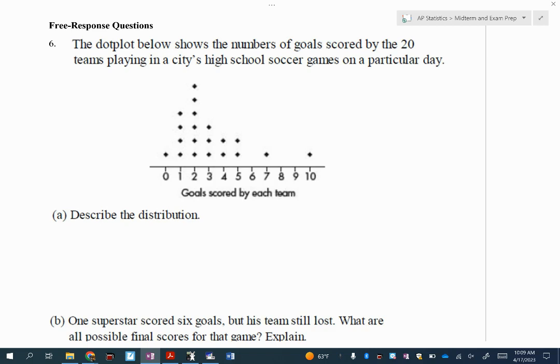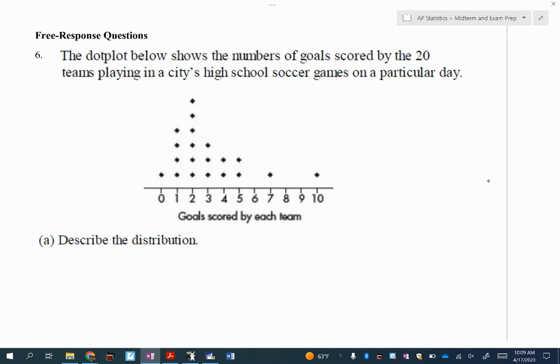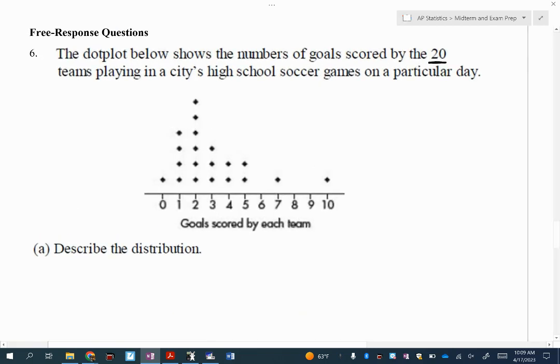Okay, so I chose this one because it has a dot plot, and you should be hopefully familiar with that. So this has 20 data values, right? So 20 teams, and how many goals they scored on a particular day of soccer games in a city. All right, describe the distribution.